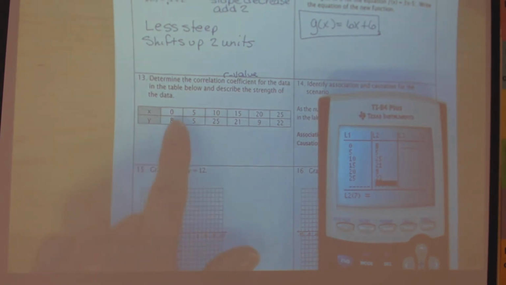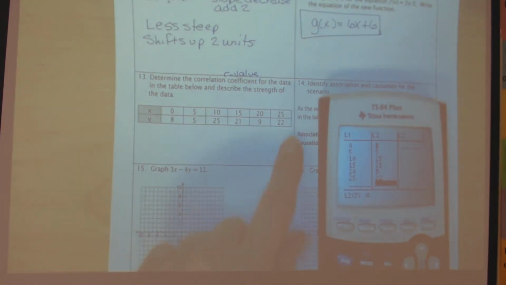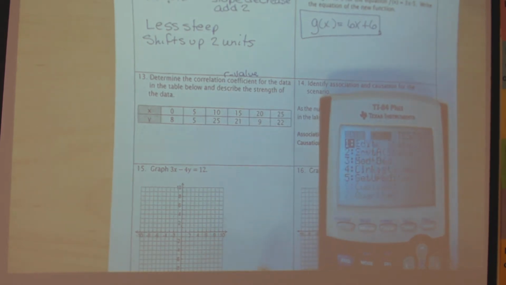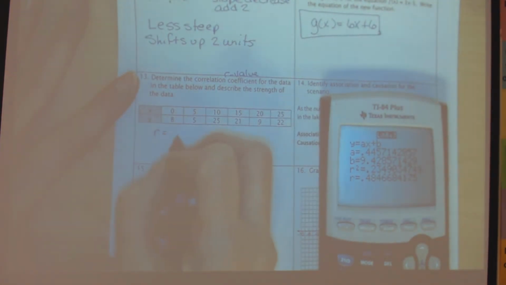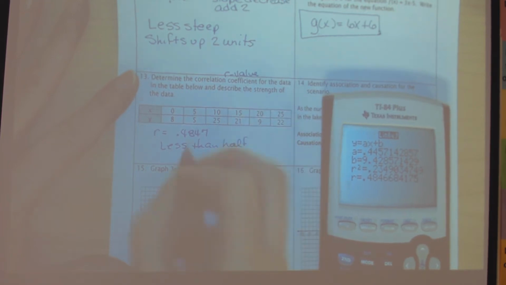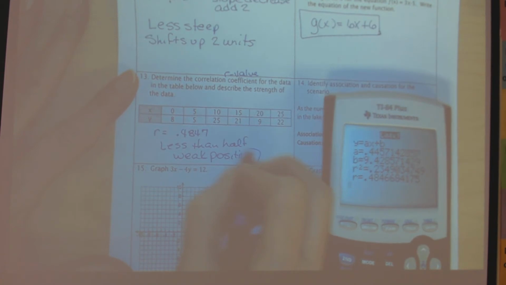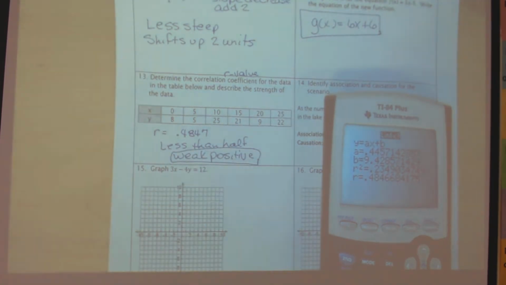So what I've done here is I've entered the X values into L1, I've entered the Y values into L2. Again, we will calculate the linear regression, and the only thing we need to worry about this time is R. So in this case, we see that R is less than half, so we'll go ahead and write this one down to the 4th decimal place. And so this is less than half. So we will call this a weak, and because there's no negative sign here, positive correlation. So it is a weak positive correlation.